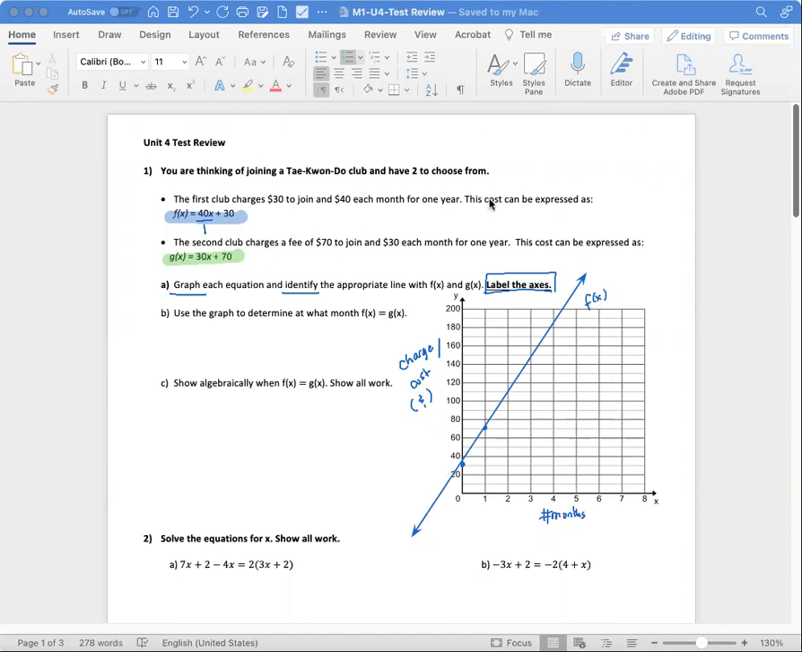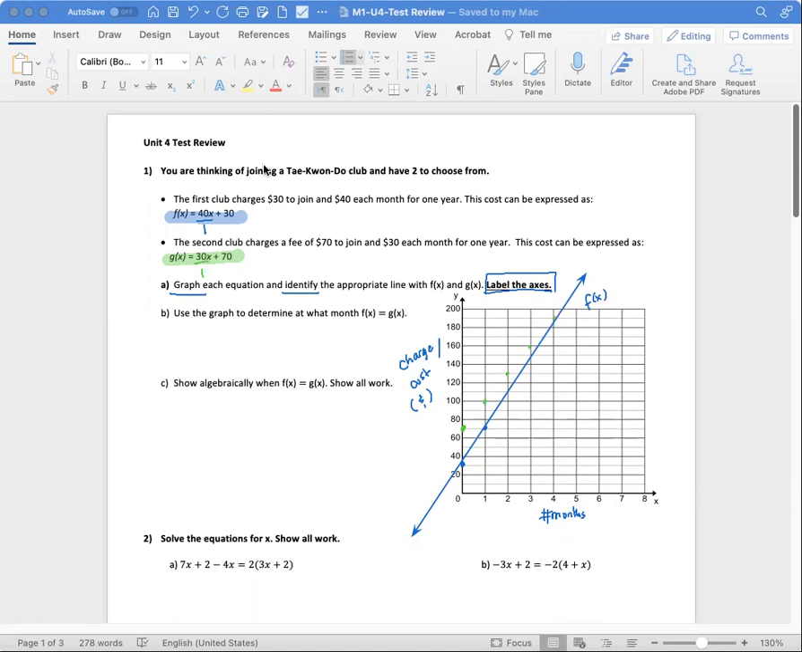For g of x, we're doing the same. However, we're starting at 70 because that's the y-intercept. And from there, we're going 30, which is 30 over 1. So 30 up. From 70, 30 up is 100 and 1 to the right. You can go 30 more up and 1 to the right again, and so on. If you have room, you can keep repeating that.